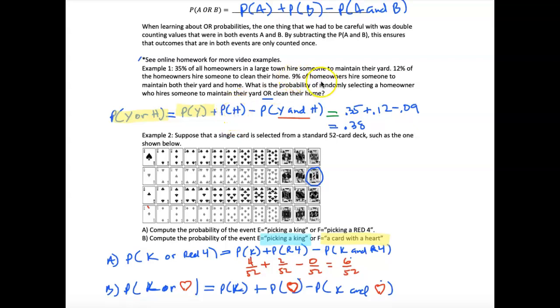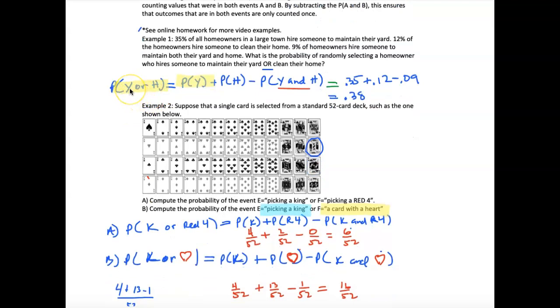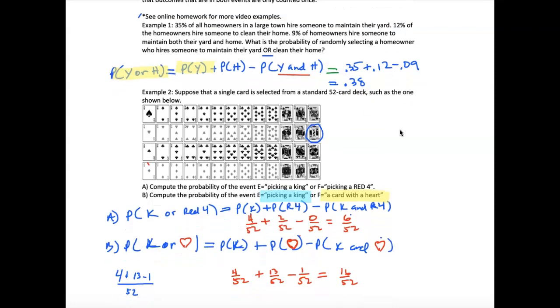9% of homeowners hire someone to maintain the yard and their home, right? So hiring someone to do the yard, hiring someone to do their home, and 9% do both. So the question would be, if you randomly select a homeowner, what's the probability that someone does the yard or their home? So you add up the two probabilities and subtract out the and part, and so you get a 38% chance that someone hires somebody to help them with their yard or their home.